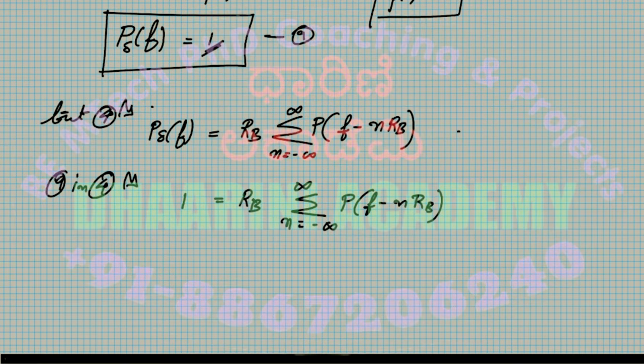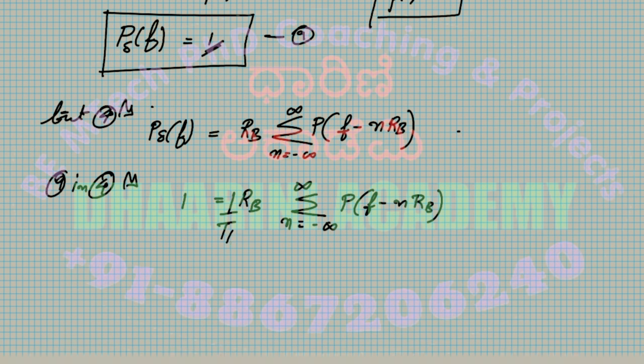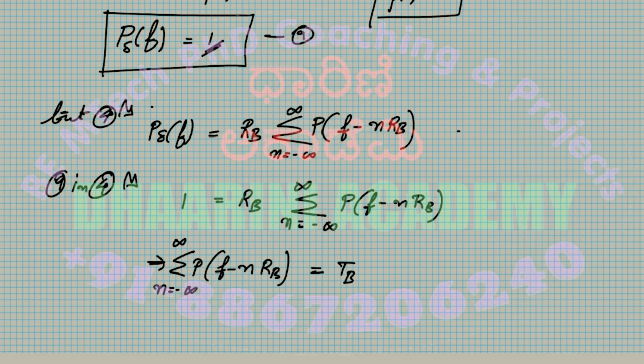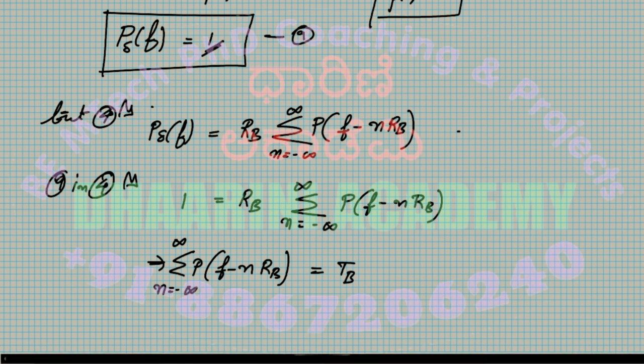I think I can bring that, right? Bring the Rb to the other side. Rb is nothing but 1 by Tb. That Tb goes to the other side as Tb, that's all. So Rb when it moves to the other side becomes Tb. So this implies the summation n equal to minus infinity to plus infinity of P of f minus n times Rb is equal to Tb. Right, this is the required condition. This is what we proved, and we call this itself the Nyquist criterion.